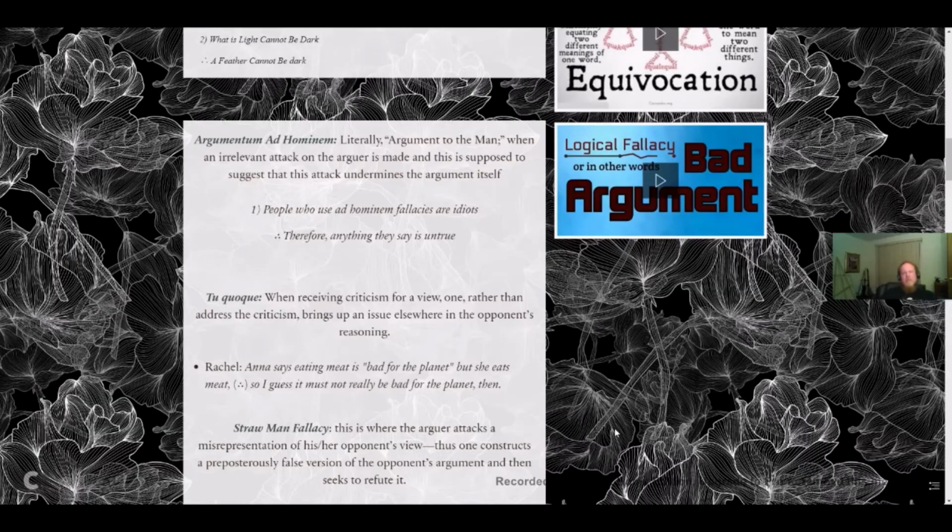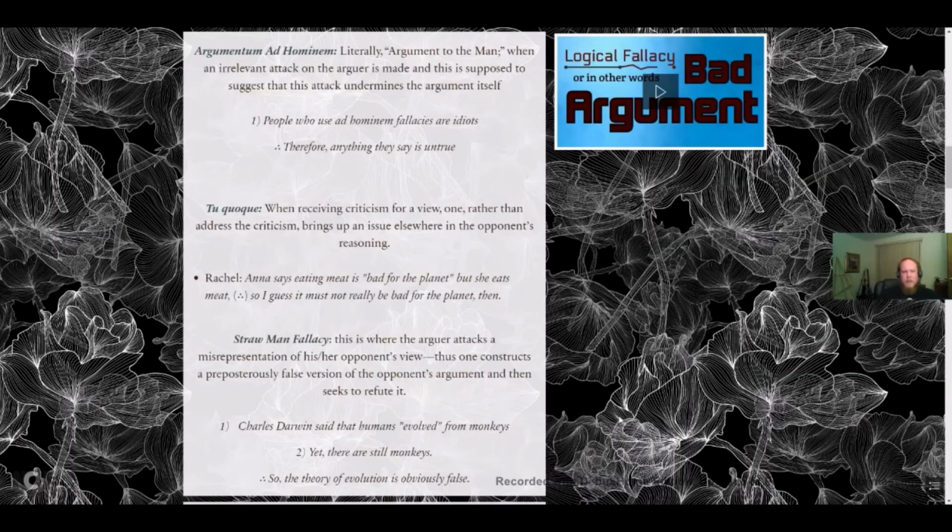Here's another informal fallacy: argumentum ad hominem. Literally, an argument to the man. I prefer to call it an attack on the person, though that's not what it literally means. It literally means just argument to the man. That's when an irrelevant attack on the arguer is made that is supposed to suggest that this attack undermines the argument itself. So what you do is you just make fun of the other person.